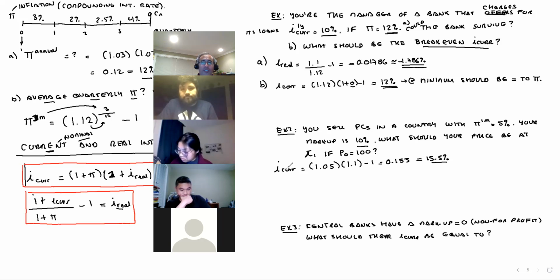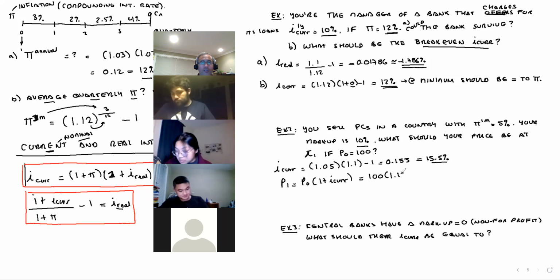Got it? So based on this number, guys, what should be your T1 price? It equals your P0 times 1 plus 15.5%. Exactly. So this should be 100 times 1.155. So this equals what? 115.5.